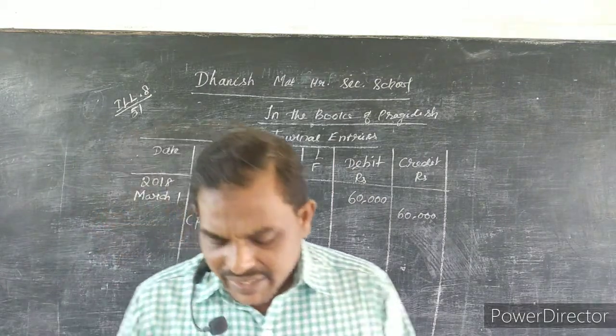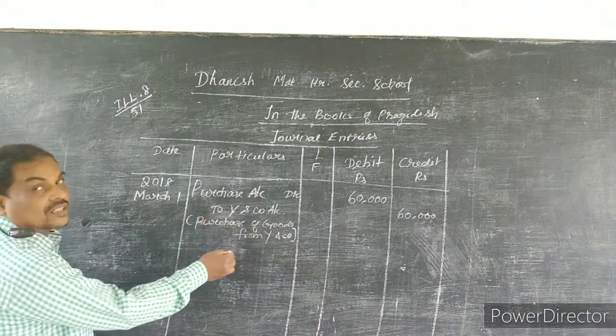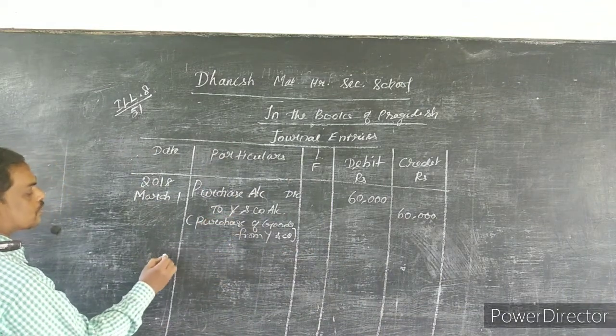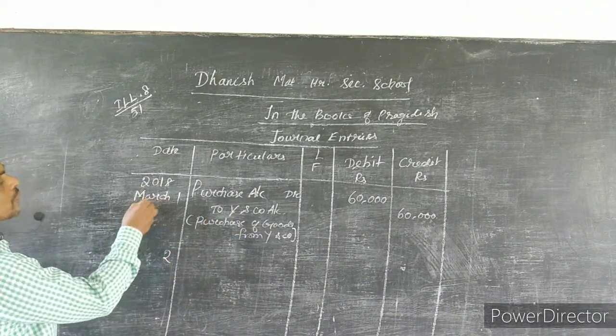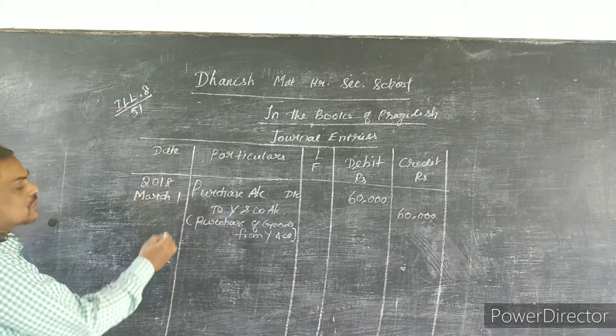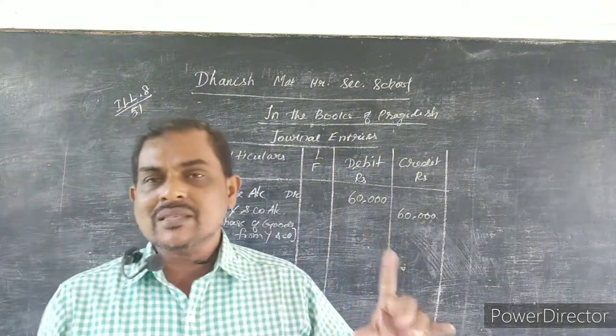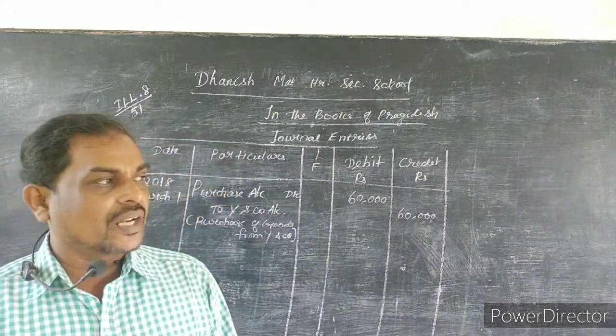What is the second journal entry? Date is 2. After writing each journal entry, please leave one space, then put date 2. You don't need to put March again, because we have already mentioned the year and month. So you just put the date. Leave one space after writing one journal entry, then start to write the second journal entry.